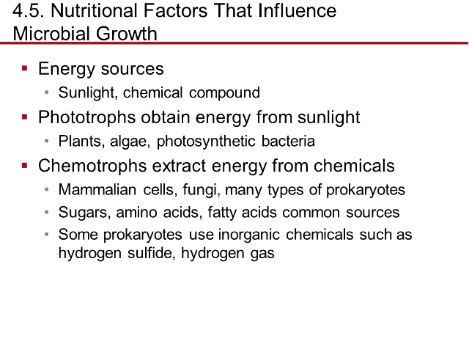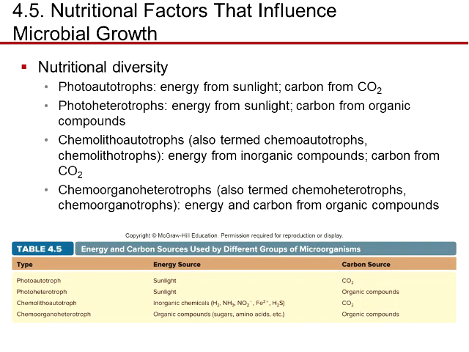They also have energy sources. They can be sunlight or chemical compounds. Phototrophs obtain energy from sunlight: photosynthesis, plants, algae, photosynthetic bacteria. Chemotrophs extract energy from chemicals, like mammalian cells, fungi, and many types of prokaryotes. Sugars, amino acids, and fatty acids are common sources. And some prokaryotes use inorganic chemicals such as hydrogen sulfide or even hydrogen gas. So those are different mechanisms for obtaining that energy we talked about.